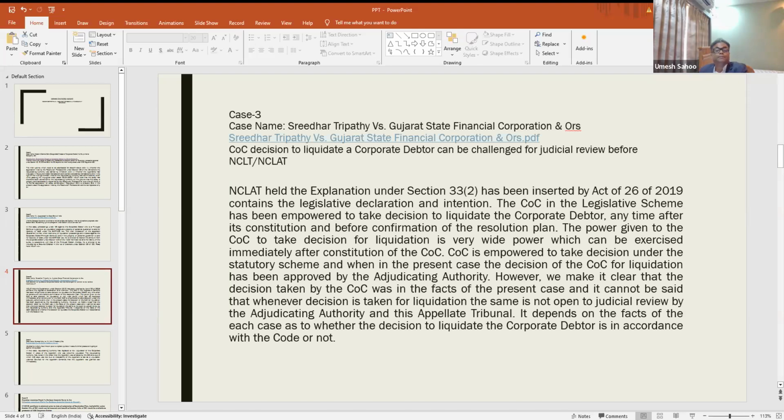And now the explanation in 33(3), inserted by Act 26 of 2019, contains the legislature's declaration and intention. The COC in the legislative scheme has been empowered to take the decision to liquidate the corporate debtor. So this is a legislative scheme, very important. The COC can take the decision whether the corporate debtor has to go for liquidation or not. That is the very important point.